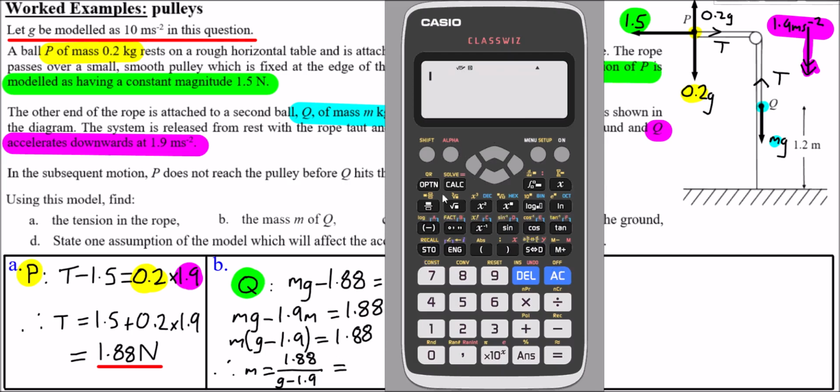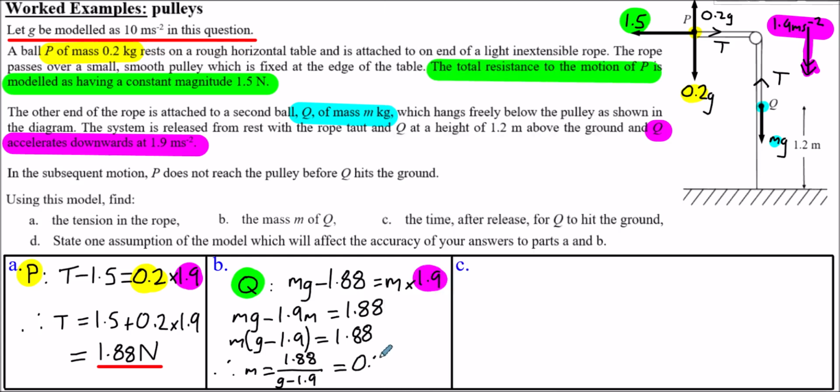So if we do this, we're going to get 1.88 at the top, and that's going to be divided by g, which is 9.8, minus 1.9, 34 over 395, which as an approximate decimal is 0.238 kilograms, so about 238 grams essentially. But in SI units, kilograms is the standard unit for mass. Leave it in kilograms, 0.238 kilograms. Now part C says a time after release for Q to hit the ground.